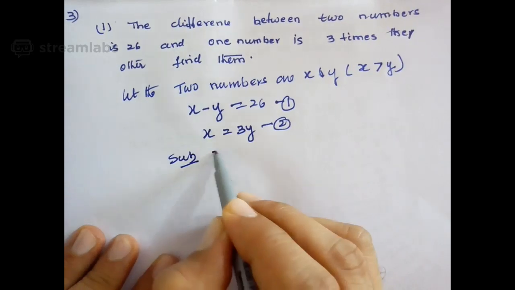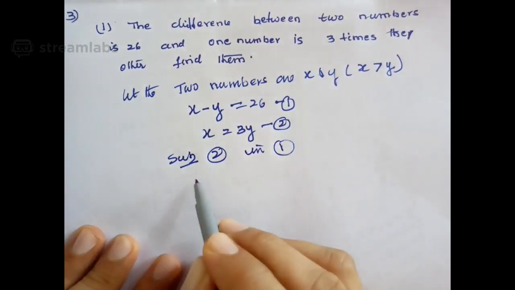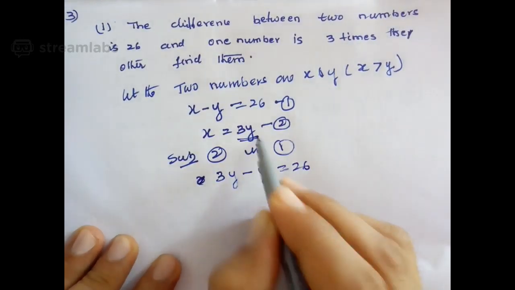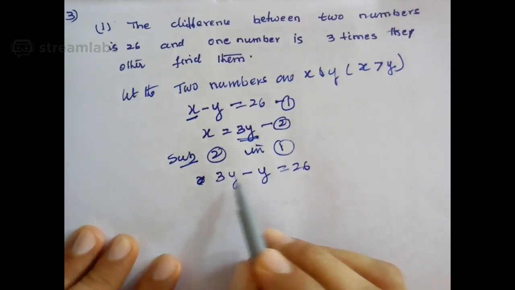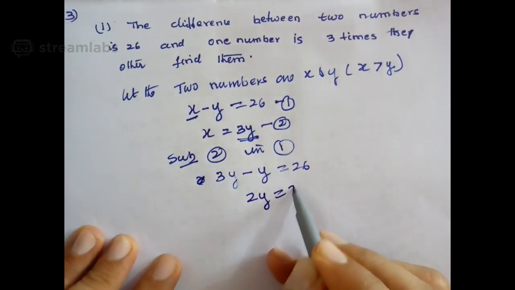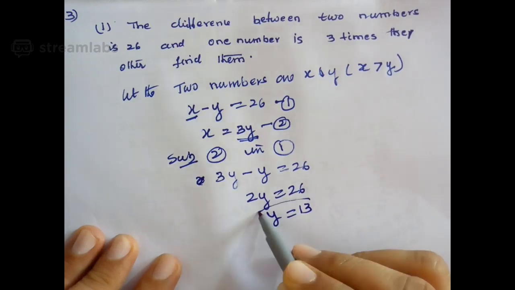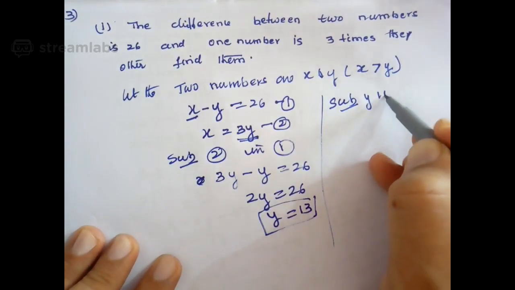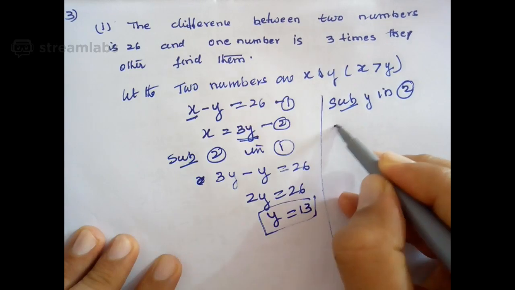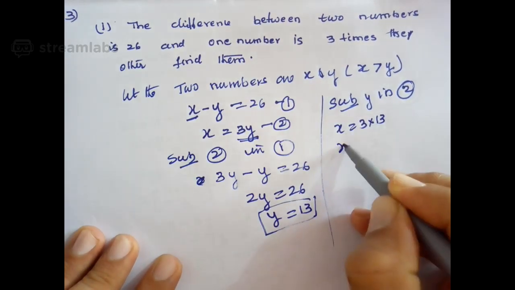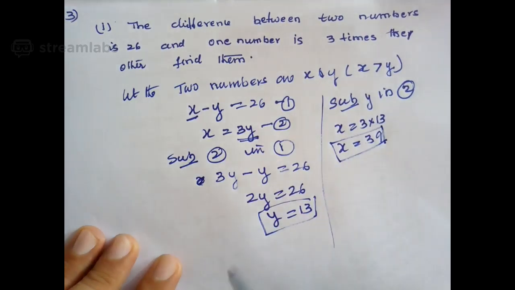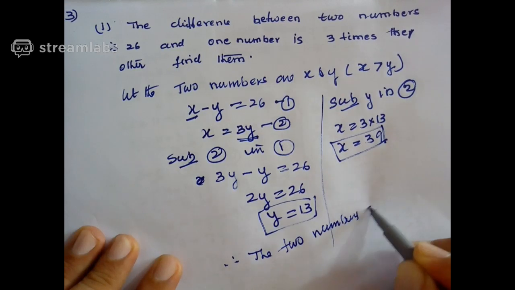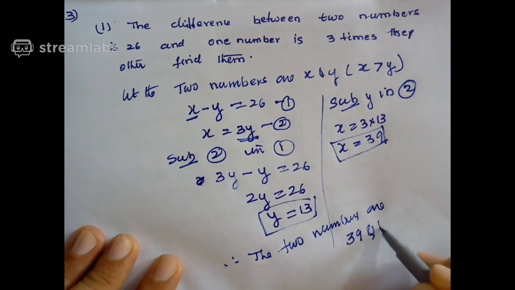Now substitute 2 in 1, that is x is 3y, so 3y minus y is 26. In place of x I substituted 3y. 2y is 26, y is how much? 13. 26 by 2 is 13. Then substitute y in 2, that is x is 3 into 13, so x is 39. Therefore the two numbers are 39 and 13.